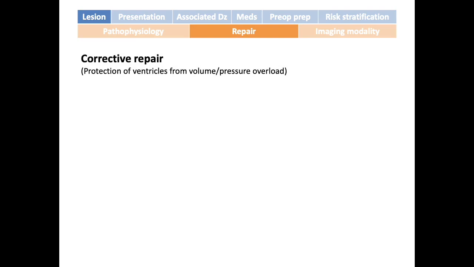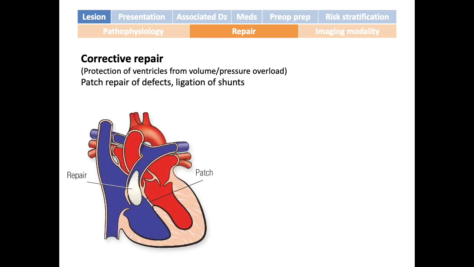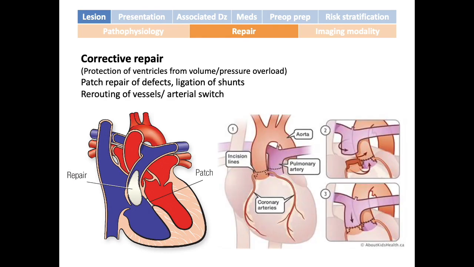Corrective repair aims to protect the ventricles from volume or pressure overload, to prevent future deterioration of myocardial function, as well as avoid development of pulmonary vascular disease. This includes VSD and transannular patch repair of tetralogy of Fallot, and vessel rerouting such as in the arterial switch repair for transposed great arteries. Such patients have normal life expectancy after repair, if the cardiac remodeling is reversible.